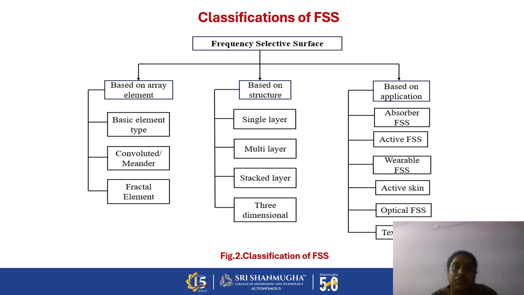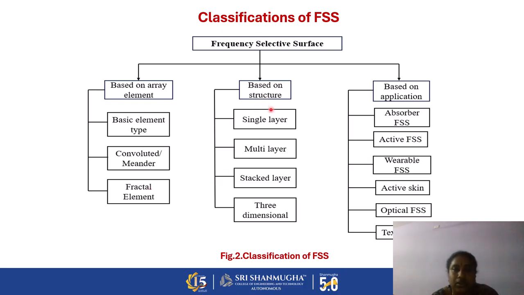Next one, classification of frequency selective surface. Here, the classification is based on three criteria. First one is based on element, next one based on structure, and based on applications. First, the element consists of FSS geometry. That is the basic element type, and there are many FSS structures. For example, here I mentioned convoluted Minkowski shapes and fractal elements. In the next slides, I discuss a few geometries of the FSS based on the array element.